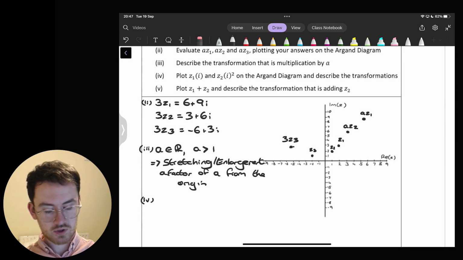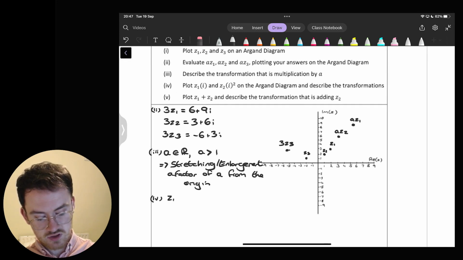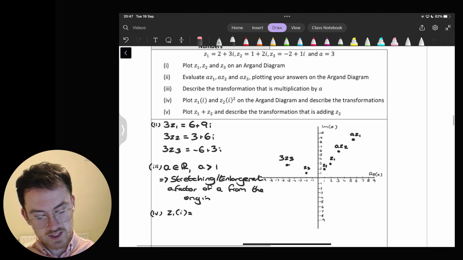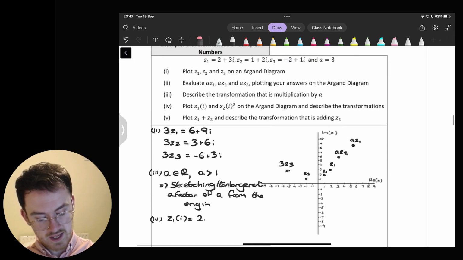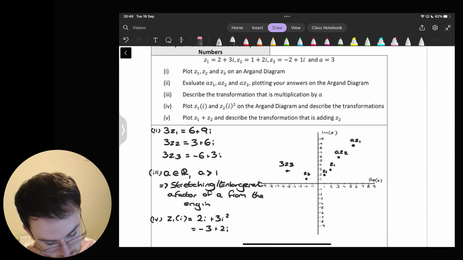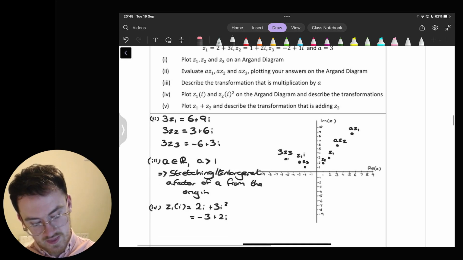We can work out what those actual values are for ourselves, just to save ourselves from eyeballing it, I suppose. So we're multiplying Z1 by i, because we have 2i plus 3i squared, which will work out as minus 3 plus 2i. So let's slot that one in here. It's just a little bit above one of our previous answers. So that's Z1i.